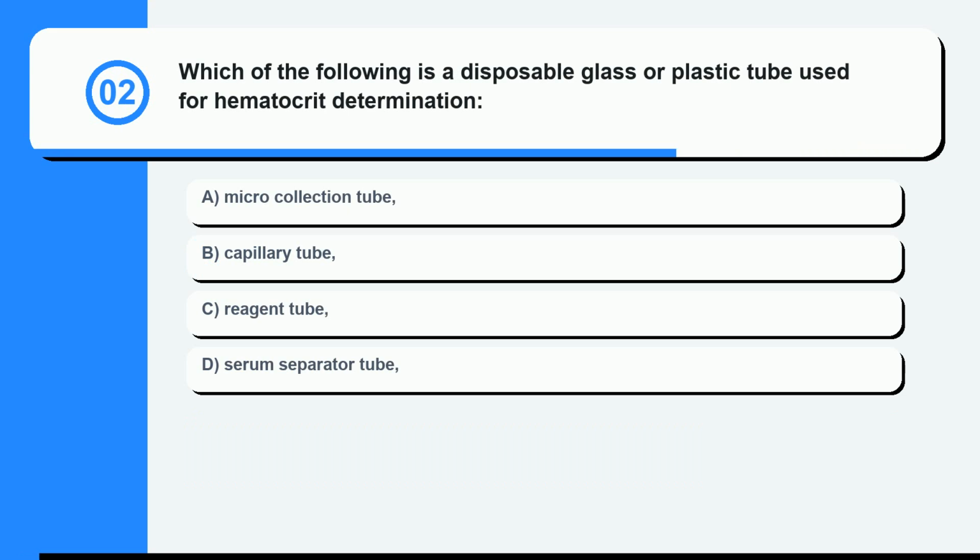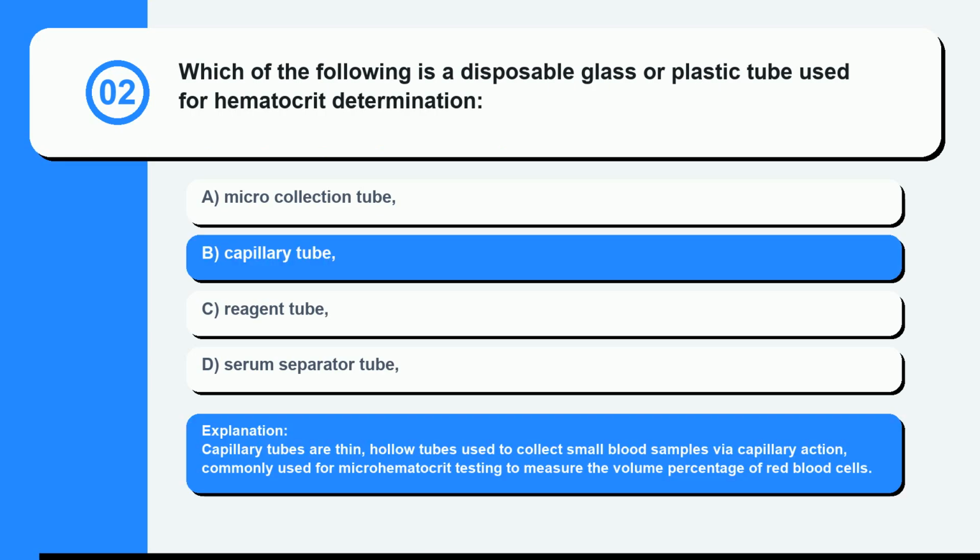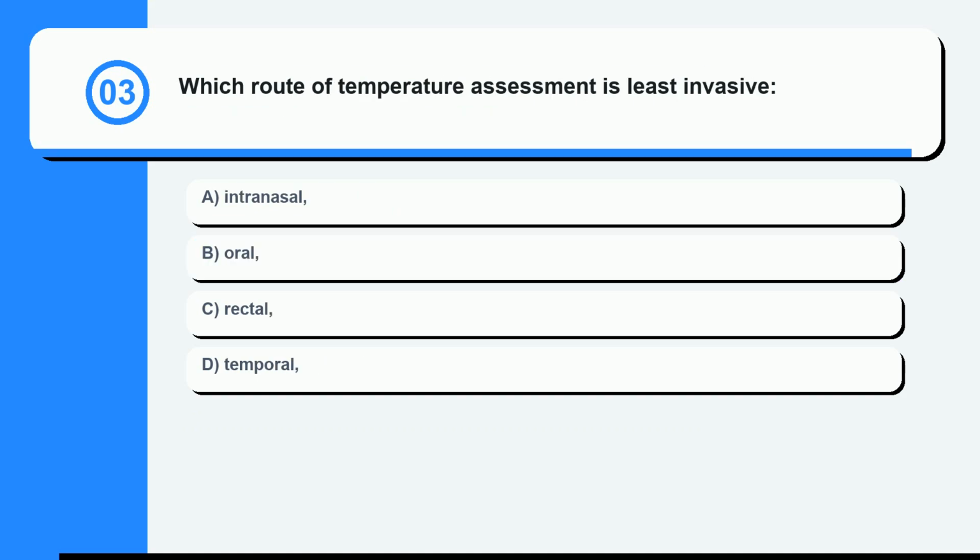Question 2. Which of the following is a disposable glass or plastic tube used for hematocrit determination? A. Micro-collection tube, B. Capillary tube, C. Reagent tube, or D. Serum separator tube. The correct answer is B. Capillary tube. Capillary tubes are thin, hollow tubes used to collect small blood samples via capillary action, commonly used for microhematocrit testing to measure the volume percentage of red blood cells.